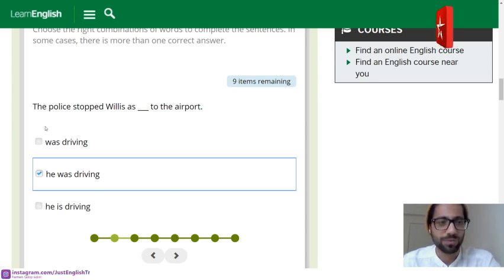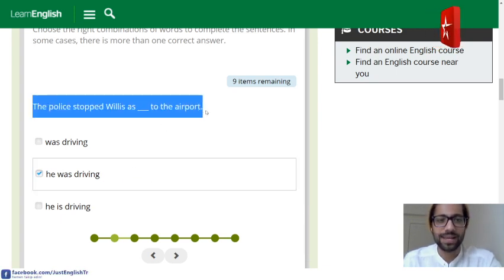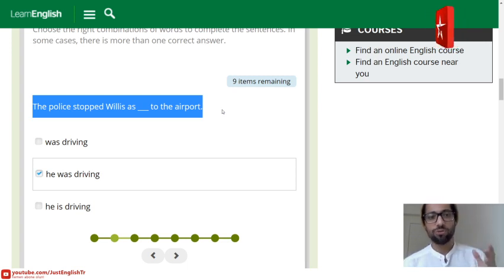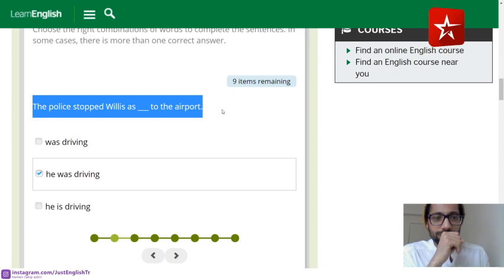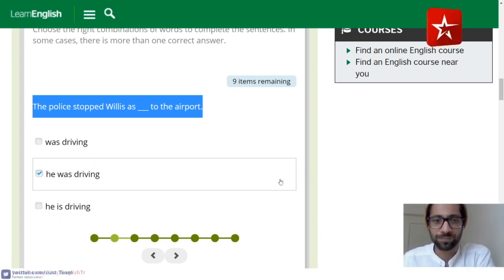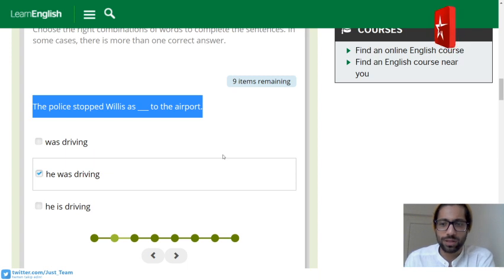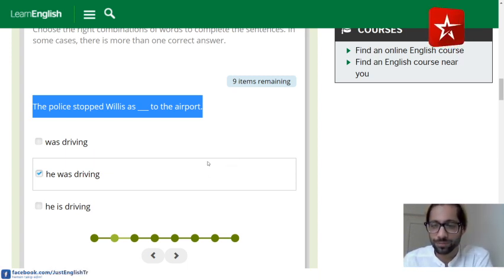Ali. Yes. So, the police stopped Wallace as he was driving. Now, what is that? Is it before and after another time, or a specific time, or repetition? What do you think? Why C? The police stopped Wallace as he was driving to the airport, which means it happened before and after an action.